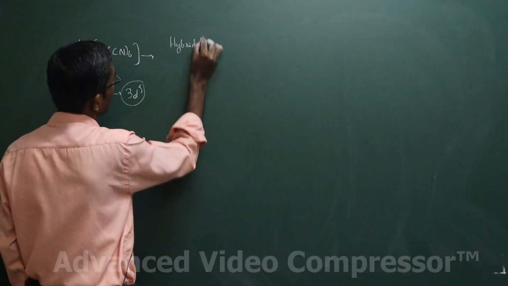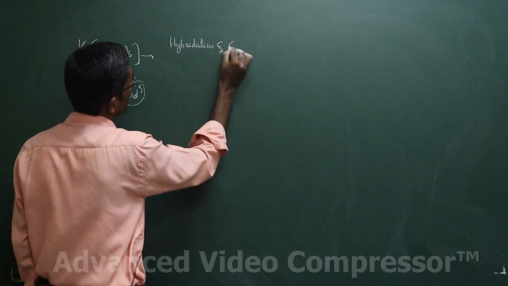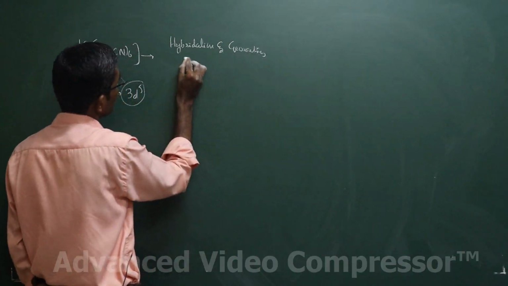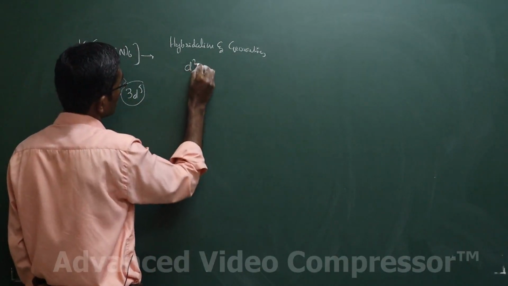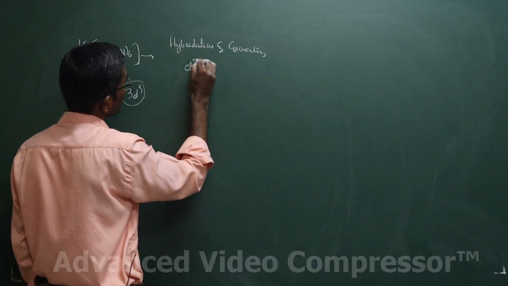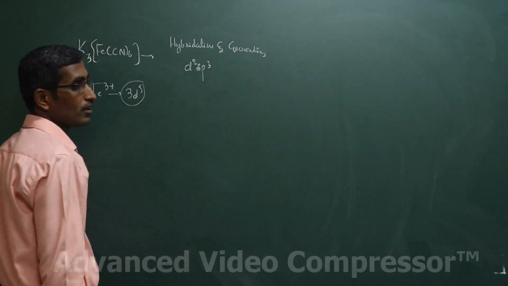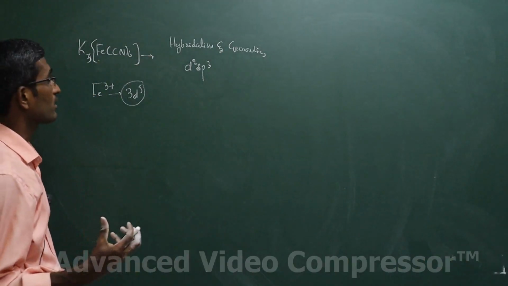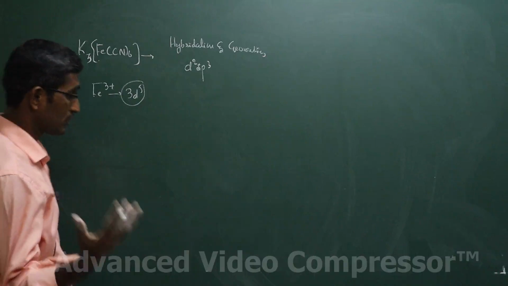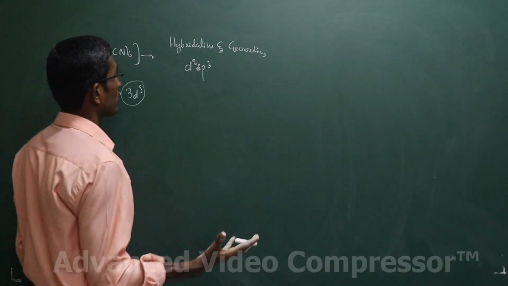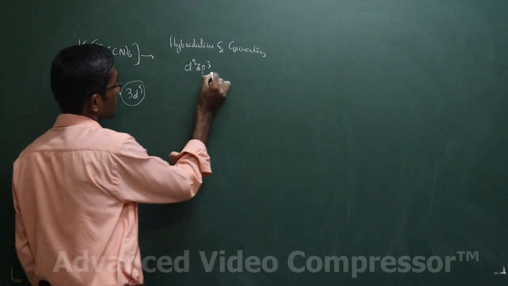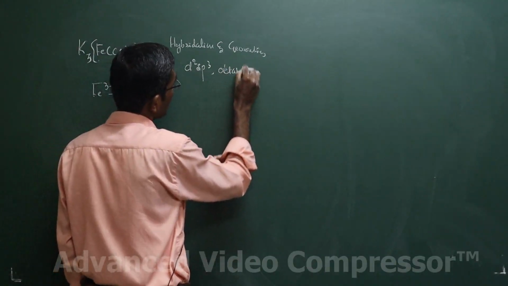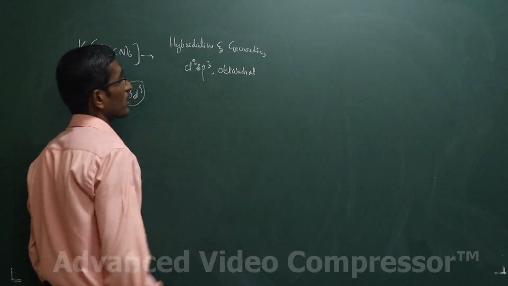Hybridization and geometry, right? Hybridization is d2sp3, students. Keep it in mind, it's a strong ligand. Cyanide, carbonyl, triphenyl phosphane, NO2 minus will be coming at the top end of the spectrochemical series, and it's anyhow an octahedral complex.